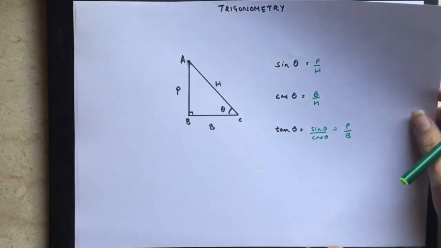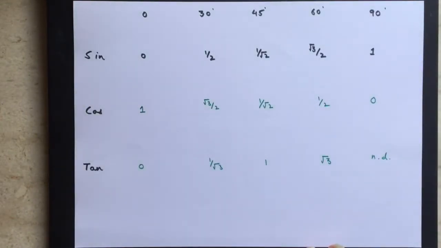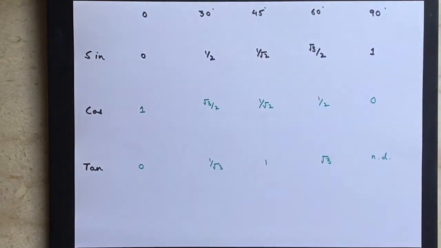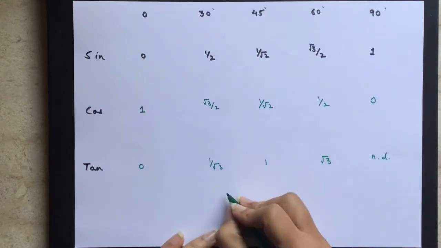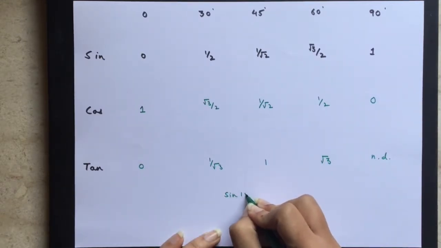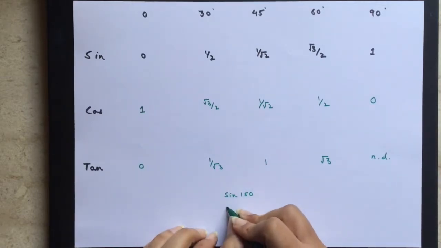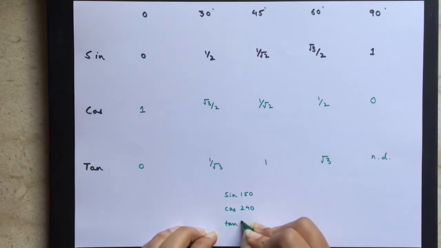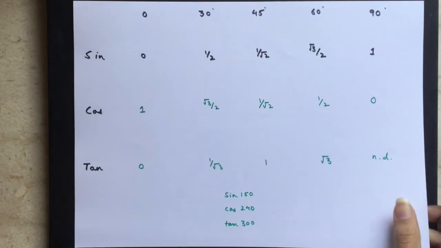Now, to learn more concepts of trigonometry, it's really important to remember these values of sine, cos, and tan. So as you can see, they're pretty easy to remember. And the most important values you need to remember are for degrees 0, 30, 45, 60, and 90. Now, this is quite easy, but what if I want to know something like sine of 150 degrees, or something like a cos of 240 degrees, or even a tan of 300 degrees? What do I do then? Well, it's not that difficult, and let's see how.